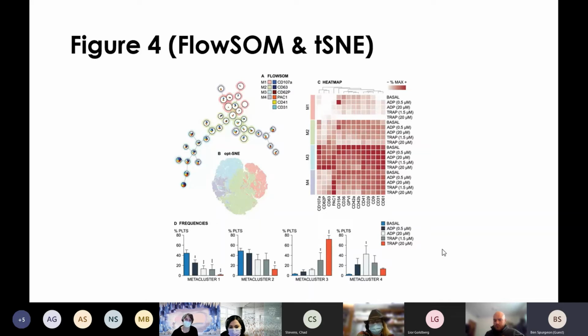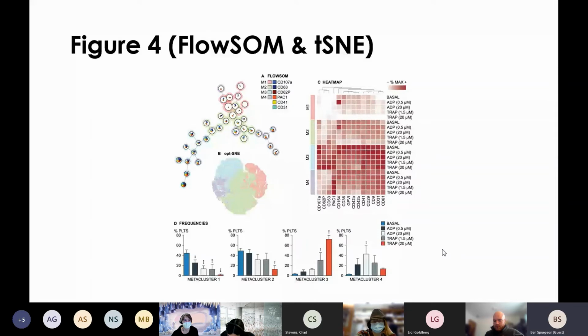So, I think this is just a basic application of these tools, and we've since put a lot more work into optimizing clustering and dimension reduction for platelet analysis, and we've seen some much better results since this was published.